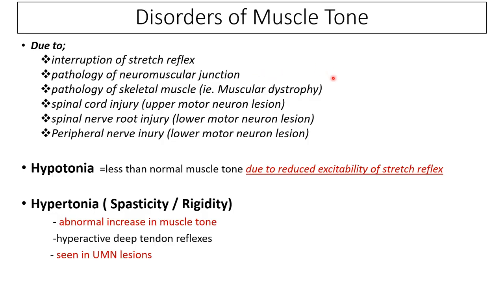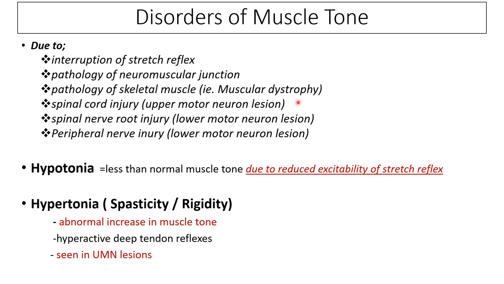There may be a problem with the skeletal muscle itself, so there's nothing wrong with the neurology. Upper or lower motor neurons are fine, but if the muscle can't respond to the innervation, for example, in muscular dystrophy, like in Duchenne's or Becker's muscular dystrophy that you would have learned about, then muscle tone will obviously be affected. There could be spinal cord injury.